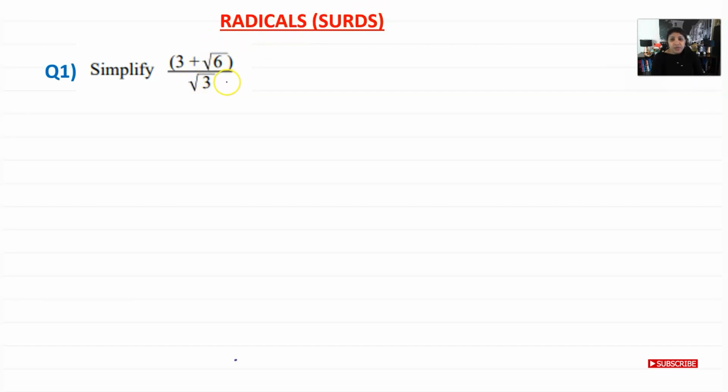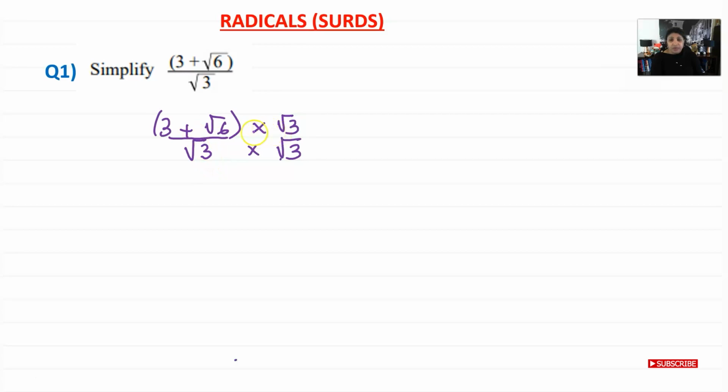Okay, so we're going to multiply by root 3, because root 3 times root 3 will give us 3, but then we need to balance it, so we need to multiply the numerator by root 3. So what we're going to do is take (3 plus root 6) over root 3 and multiply the top with root 3 as well as the bottom, because the reason we are doing this is to get rid of this radical here.